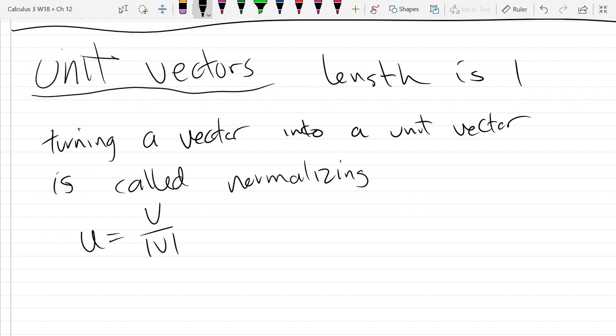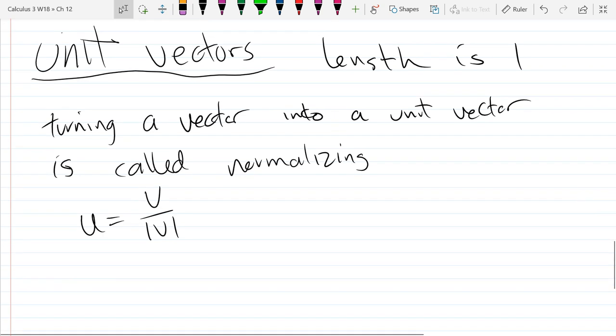If your vector is really big, maybe it's a vector from here to the moon, and you want it to be 1 foot long instead of one whatever number of feet that would be, a lot, you would divide it by its magnitude. So you'd make it 10 million times smaller, or whatever the distance to the moon is.